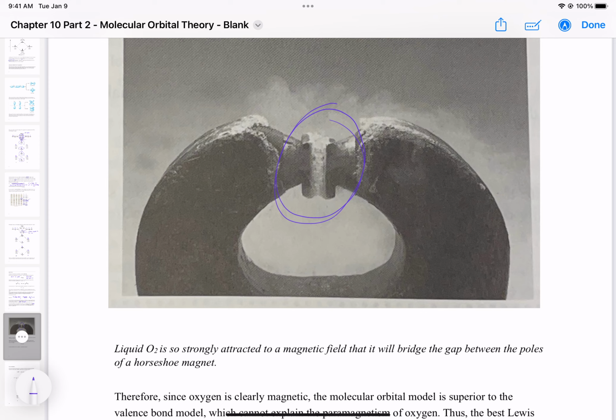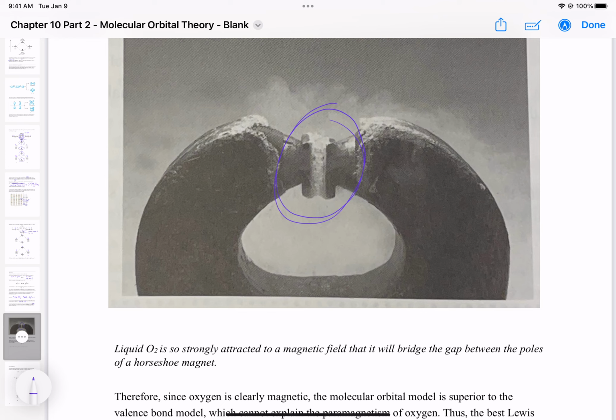So liquid oxygen is so strongly attracted to the magnet that it can bridge the gap here. And so essentially, if you have a magnetic material, you can also do that same thing. It doesn't have to be liquid oxygen. It won't work with oxygen at room temperature because liquid oxygen is a liquid, and as soon as you bring it to room temperature, it will just vaporize. And that's not a good thing if you rapidly vaporize something. But this could be applied to other things as well.